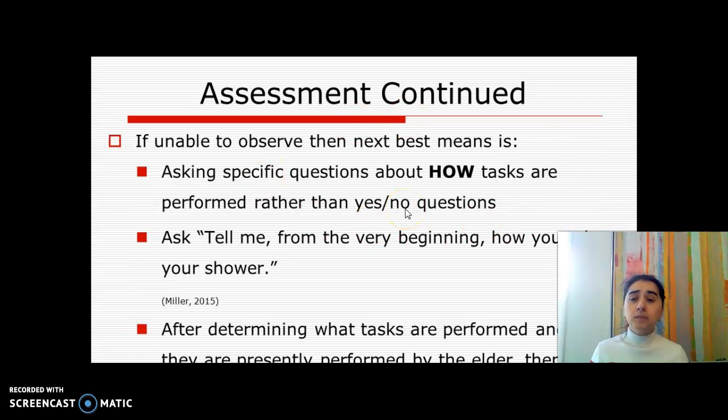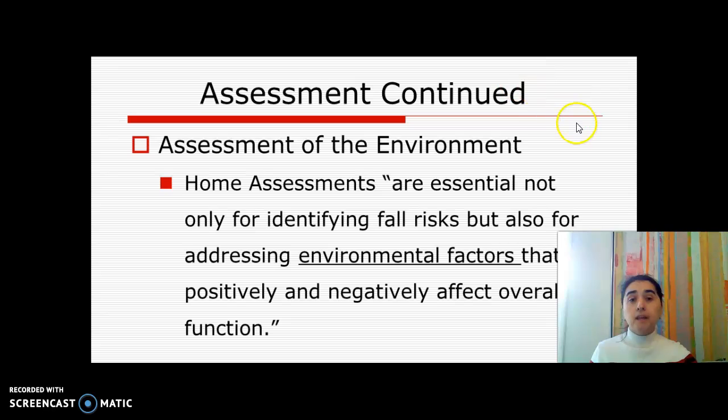So during your assessment, ask questions about how an elderly individual performs a task, rather than asking closed-ended questions. Ask them to explain, for example, from the beginning, how do you perform a certain activity, how do you take a shower, and then ask if the activity is meaningful to the elder. Next is evaluation of the living environment, and this is also a very important part of the assessment that a registered nurse or an LVN later is also doing.